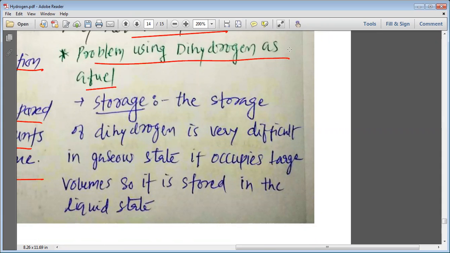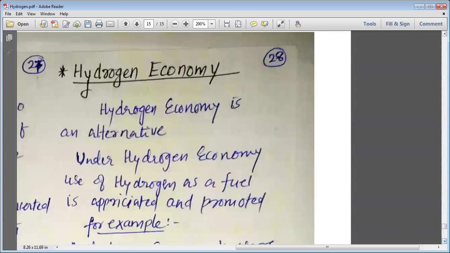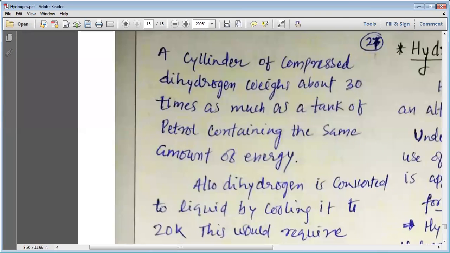Now, what is the problem using dihydrogen as a fuel? The first problem that comes with using dihydrogen as a fuel is storage. The storage of dihydrogen is very difficult in gaseous state because it occupies a large volume, and so instead of storing this dihydrogen in the gaseous state, it is stored in the liquid state.